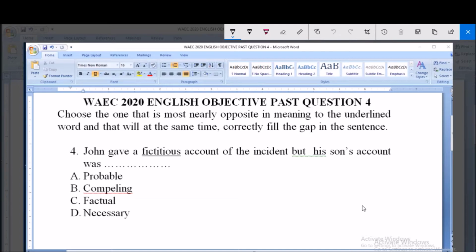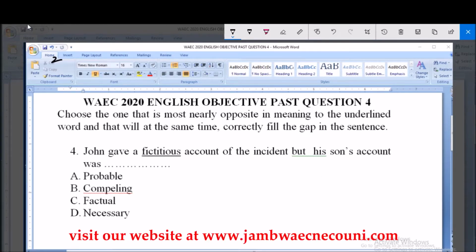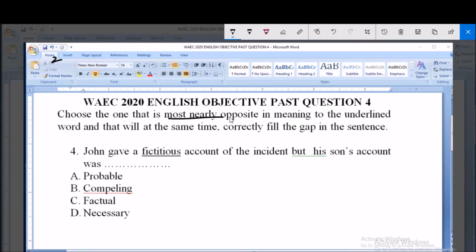Question number 4 says that we should look out for the word that is almost nearly opposite in meaning to the underlined word. Almost nearly opposite in meaning to the underlined word, and the underlined word in this sentence is fictitious. The sentence says, John gave a fictitious account of the incident, but his son's account was dash.